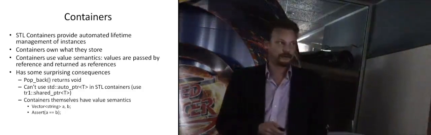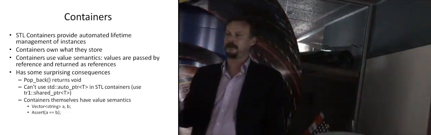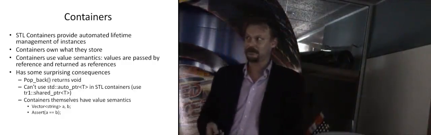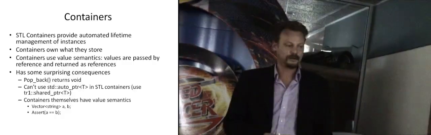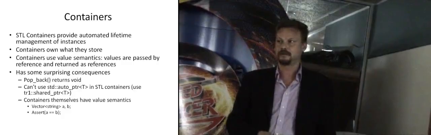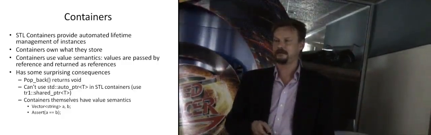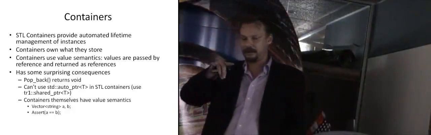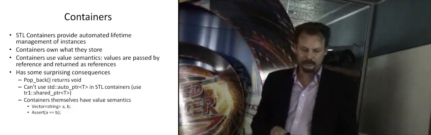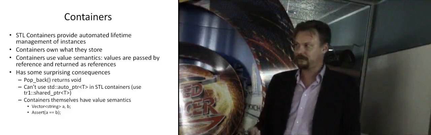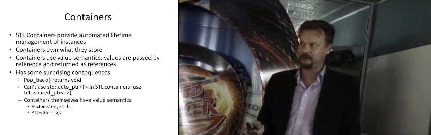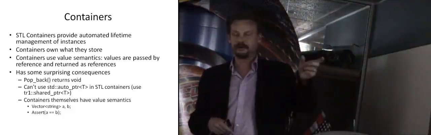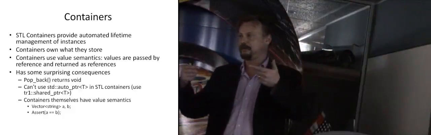Another consequence of the fact that containers use value semantics to store their contained objects is that containers themselves are values. So you can make two vectors and compare them directly. Does this vector equal that vector? That doesn't just say the same size, it actually compares all the corresponding elements in the two vectors to make sure that they're all equivalent. So you can have vectors of lists of maps, a set of strings. There's one data structure, and you can compare whether those two things are the same thing.